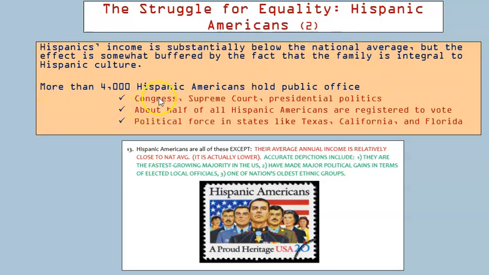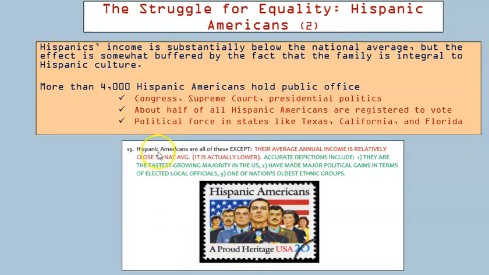It says more than 4,000 Hispanic Americans hold public office. They hold office in Congress, on the Supreme Court. They're involved in presidential politics. And it says about half of all Hispanic Americans are registered to vote. So there is the potential for more registration and the potential for them to affect the vote even more than is already the case. And it says they are a political force in states like Texas, California, and Florida.